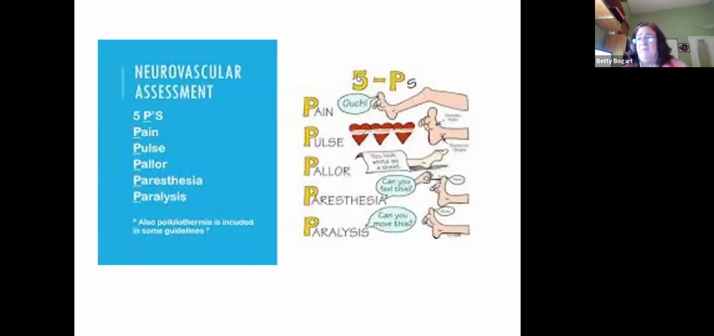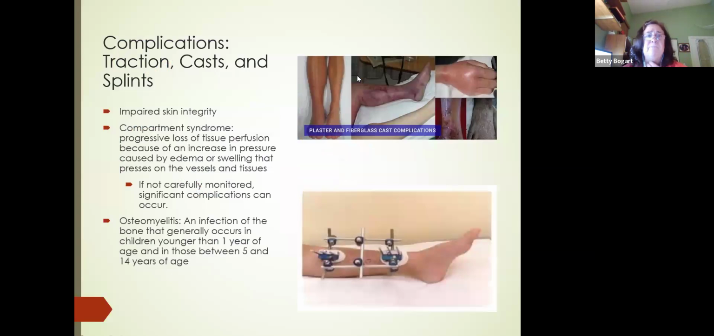Now, for any neurovascular cast, when we're talking about Buck's traction and whatnot, our biggest thing as nurses is the assessment, looking for the pain, the pulse, the color, whether it's becoming numb, whether they can move. And these things should be documented in your notes.